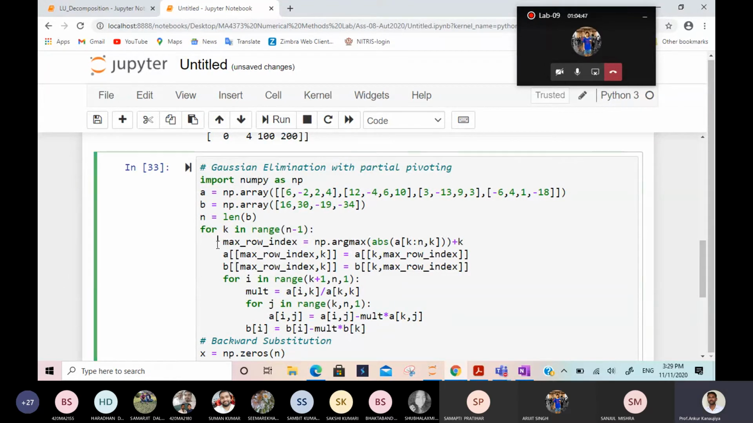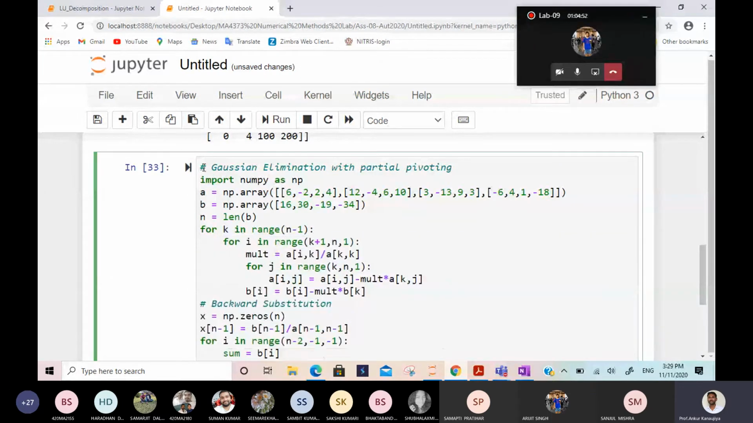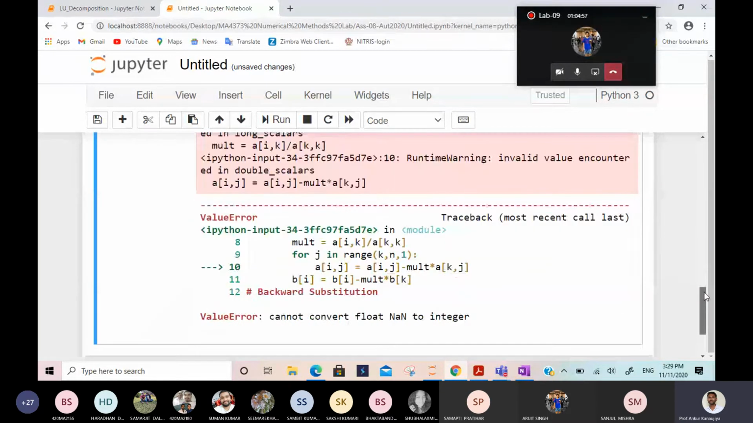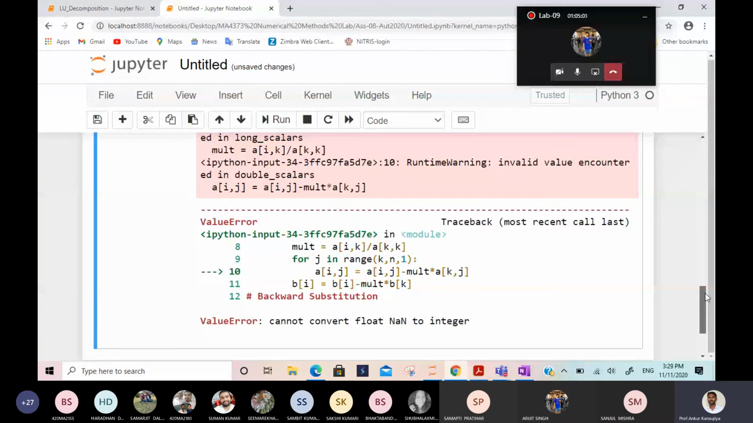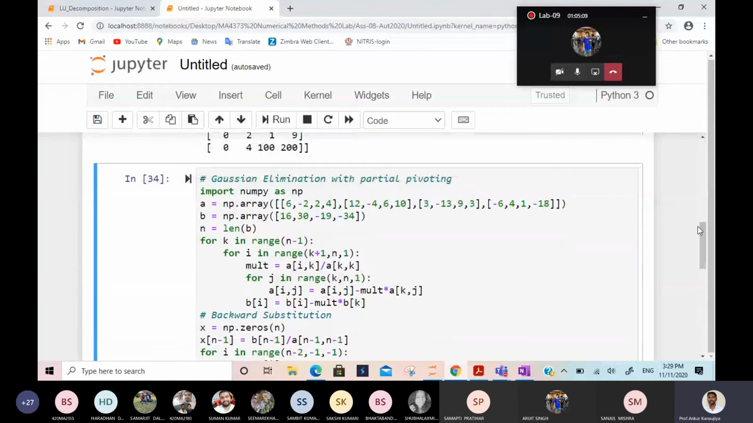Now I will solve it without pivoting, by normal Gaussian elimination, just removing these 3 lines. If you run this, it will not give the answer. See, it will give something like this. Can you tell me what is the reason? Cannot convert the float, not a number, to the integer. That means you are dividing by 0. If you apply the first row operation with this 6, and try to make this 12 zero, this -4 entry will automatically become 0. So you have to interchange the row. If you do not do partial pivoting, the answer will not come.